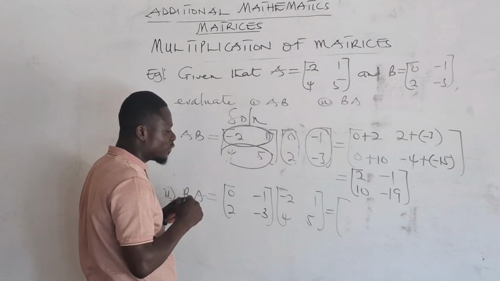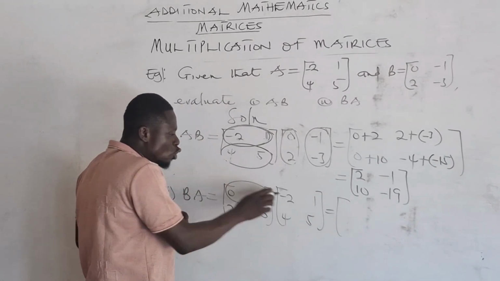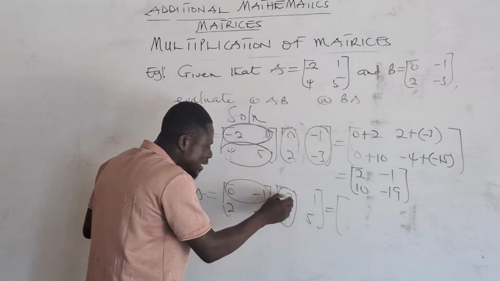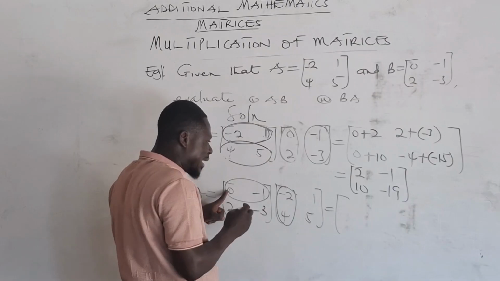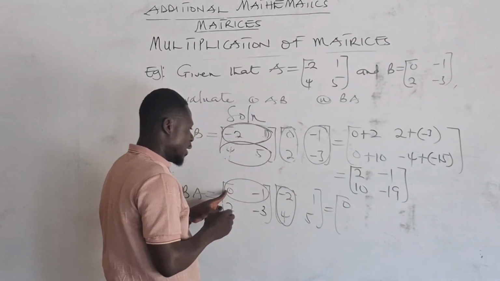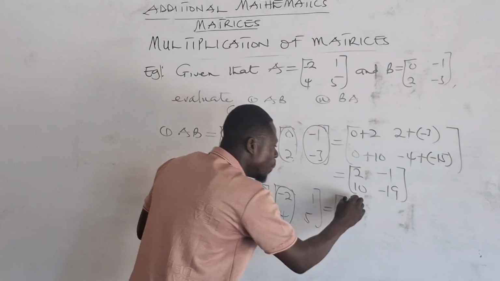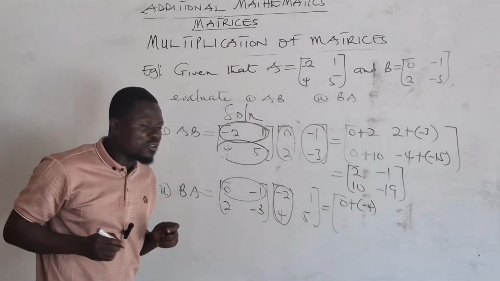What's our first row of the first matrix? Is this. So this, we go for this. So this is the column. First, second. So first, 0 by -2 will be 0. And then -1 by 4 will be -4. We are done with the first row and first column.